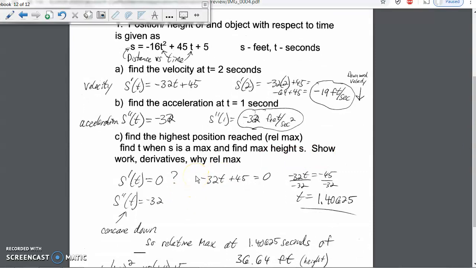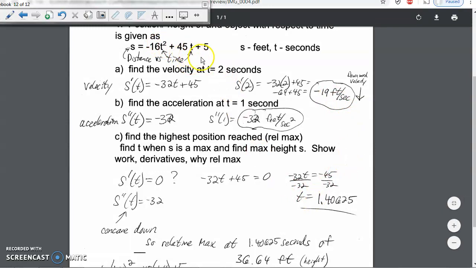Find the highest position reached. Again, you are going to take that derivative and set it equal to 0. You do get a decimal, and it's 1.4. So between 0 and 1.4, you have a positive velocity. It's going up. It's going to be getting smaller numbers. I think at 0, it's going to be closer to 45 feet per second. And then it's decreasing.